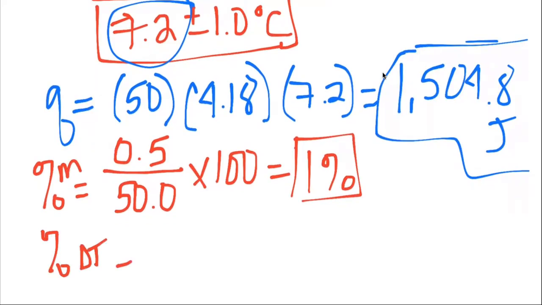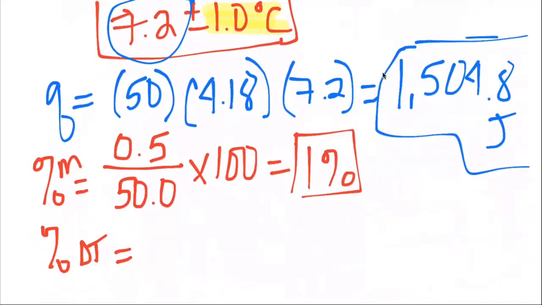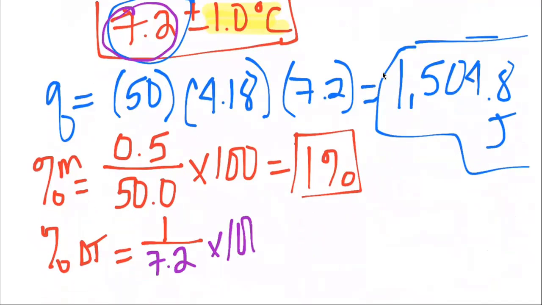Now for delta T, we'll come back up here and look at our average. The uncertainty was plus or minus 1. So on top, I'm going to have a 1. Now on the bottom, we averaged, and we're going to use the average value, 7.2. So 1 divided by 7.2 times 100. Now on this one, we get 13.88888, and the 8 keeps going. So I'm just going to round it up to 14%, so it's a whole number.